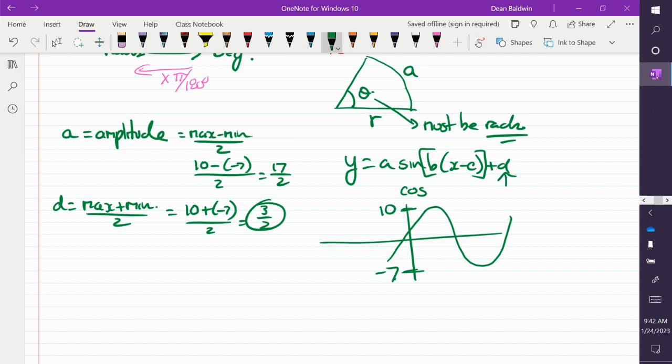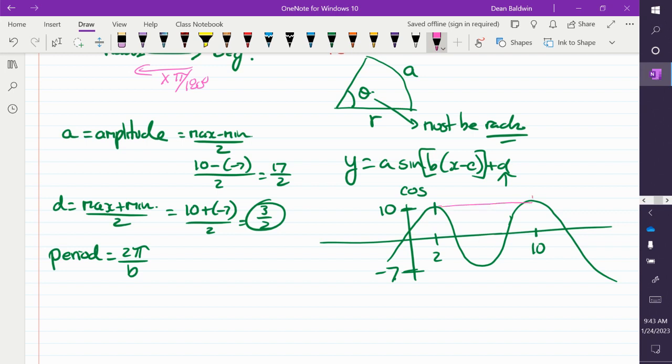The only other thing would be the period. What's the formula for period for sine and cosine? 2 pi or 360 over b, right? So you can use the period to find the b value. Period is the distance between any points that repeat exactly. So if this is 2 and this is 10, the period would be 8, because it's this distance here. So 8 is equal to 2 pi over b. You solve for b, so b is 2 pi over 8, which is pi over 4. Is that okay?